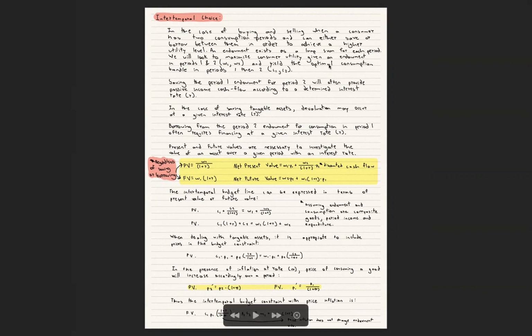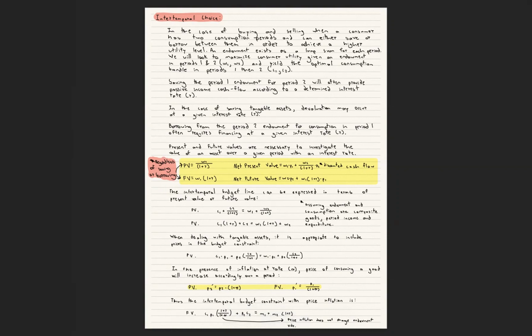We're going to denote the optimal consumption bundle in periods 1 and 2 as C1, C2 respectively. Saving the period 1 endowment for period 2 will often provide passive income cash flow according to the determined interest rate, which we will denote as R. In the case of saving tangible assets, devaluation may occur in some examples at a given interest rate R. Borrowing from the period 2 endowment for consumption in period 1 often requires financing at a given interest rate R.